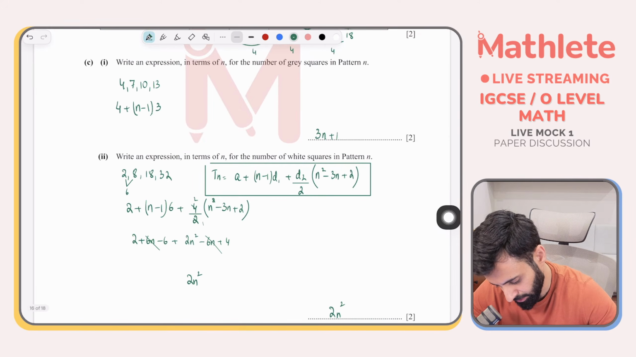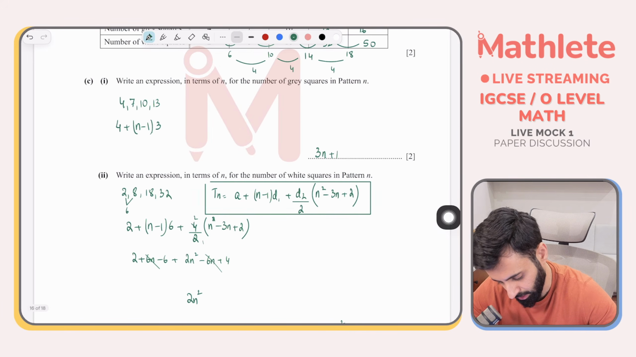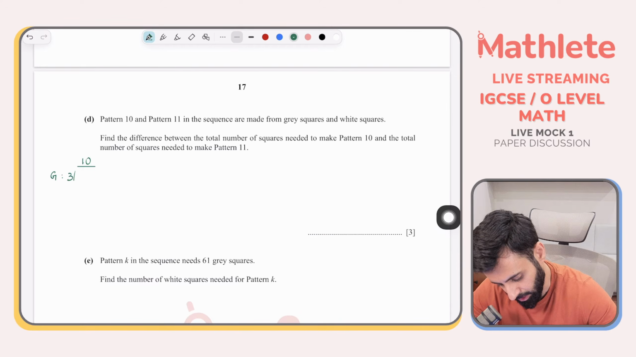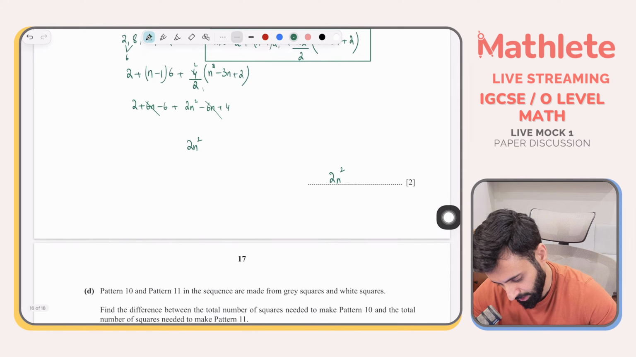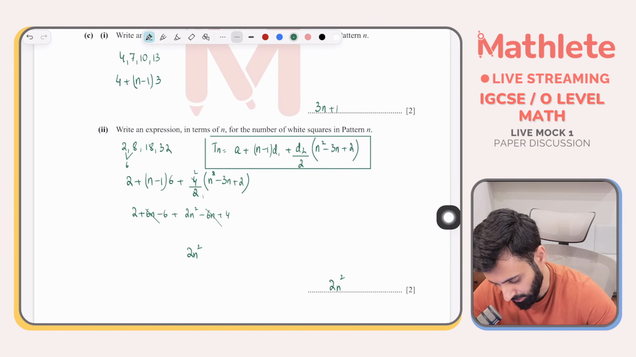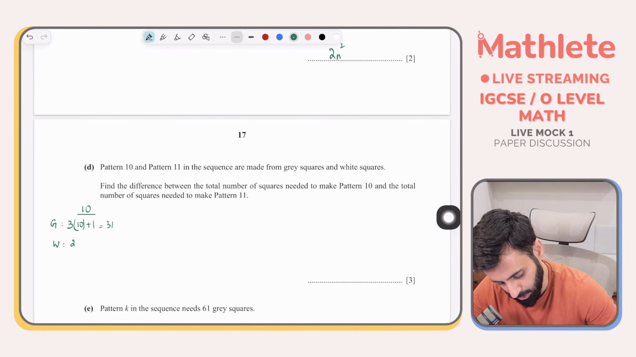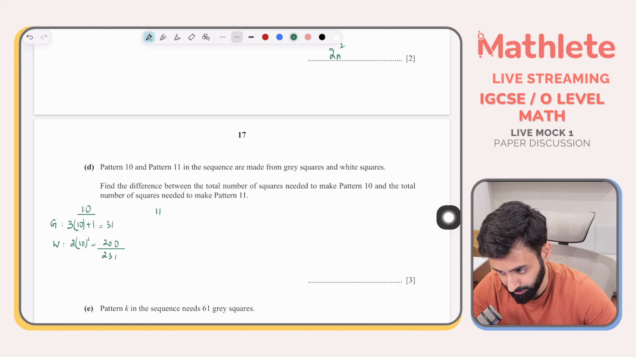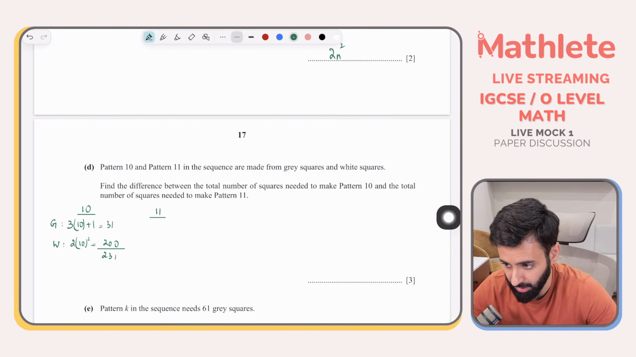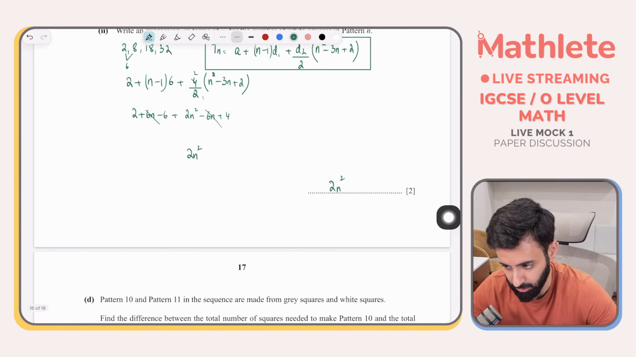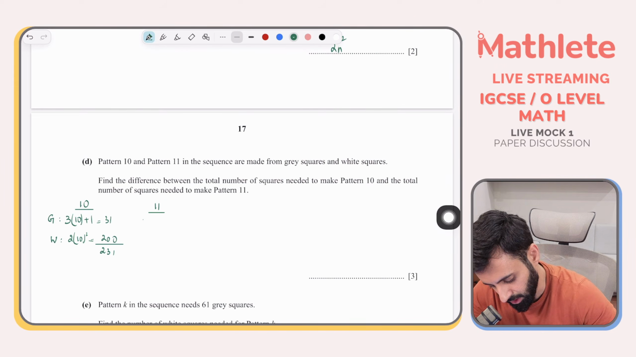So to find out the number of gray squares needed in pattern n, in pattern 10 we're going to do 3 times 10 plus 1, so that's equal to 31. And let's find out the number of white squares needed in pattern 10. So the general term is 2n square, so that means 2 times 10 square. So 10 square is 100, 100 times 2 is 200, so the answer is 231. Now let's talk about pattern number 11. ठीक है बेटा, अगर आपको ये formula नहीं पता ना कि ये कौन सा formula है, just watch the number sequences stream to understand how this works.